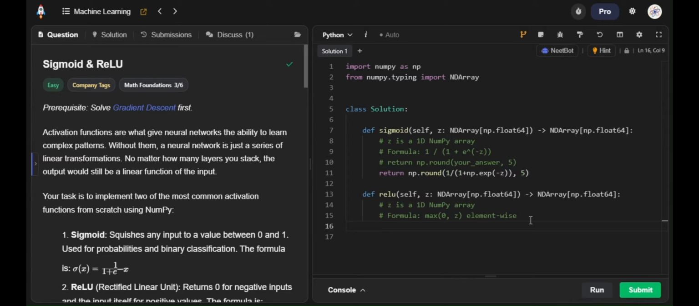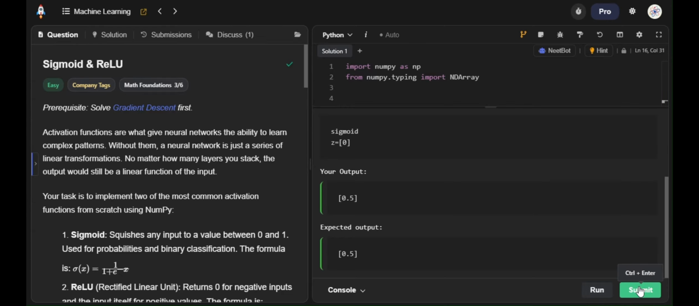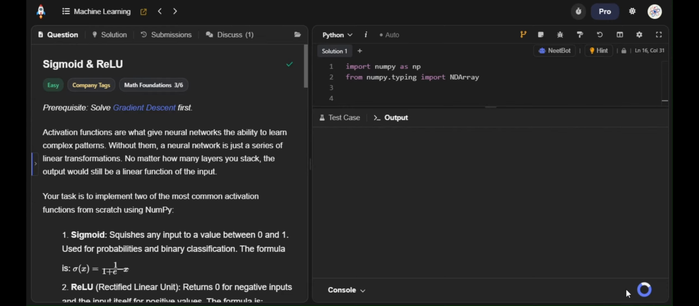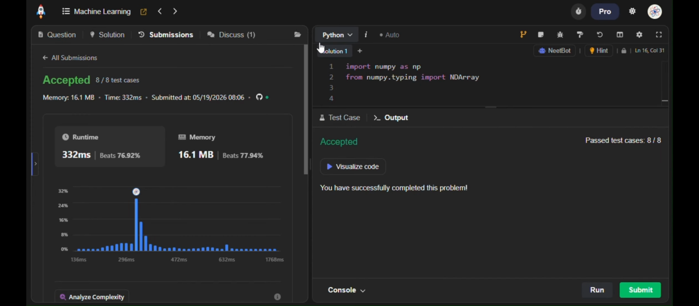And for the ReLU function it's simpler. We have to just return the maximum. If the input is negative, we have to return 0, and if the input is positive, we have to return the number itself. So we'll return np.maximum of 0 and z. We don't have to round it to decimal places here, so we'll just use maximum of 0, and yeah, we can run it. That works, and we'll just submit it. And yeah, this is how we implemented sigmoid and ReLU function.